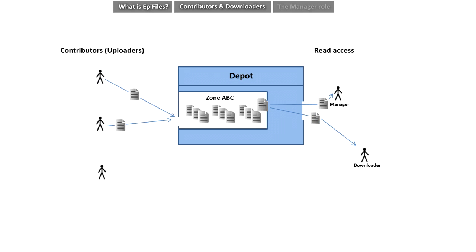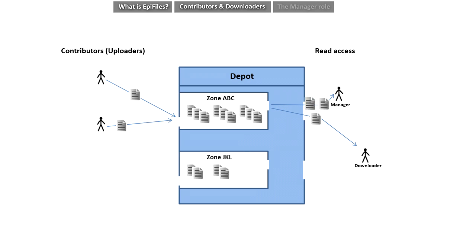A manager, like a downloader, has the right to see and download all the files in his zone, but additionally has the right to move files from one depot zone to another. By default, a manager can't upload files to his zone. He can, however, invite himself to be an uploader if needed.